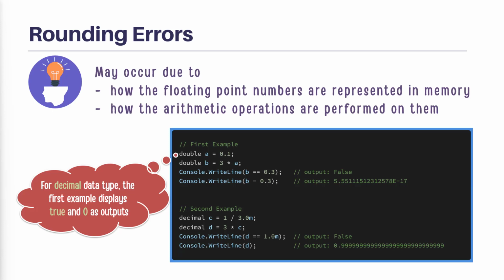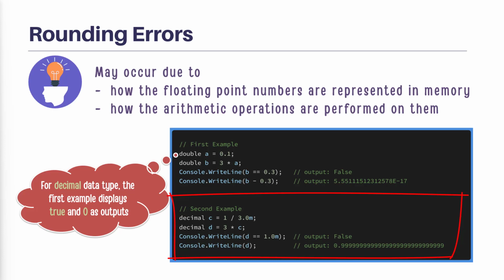Meaning it would display true on the console. Why? Because decimal data type has more precision. The more the number of bits taken by a floating point data type, the more is the precision. In the second example, we have divided 1 by 3 and then the result is multiplied by 3 again. Ideally, the end result of these two operations should be 1. But interestingly, d is not exactly equal to 1, but it is very close to the value 1.